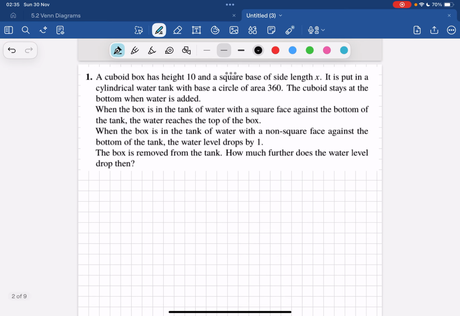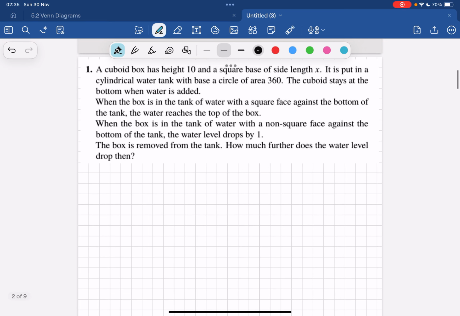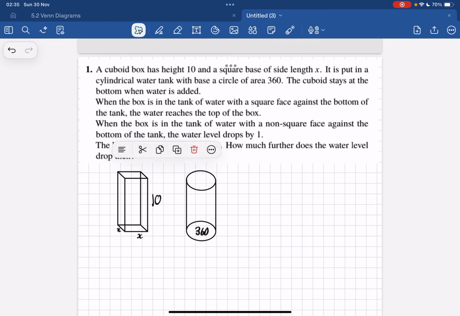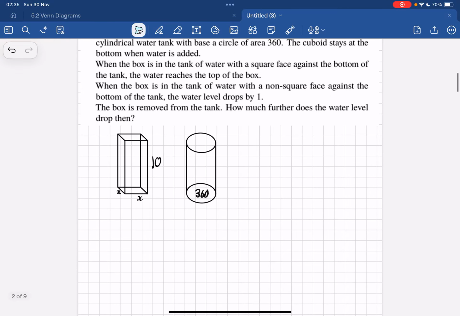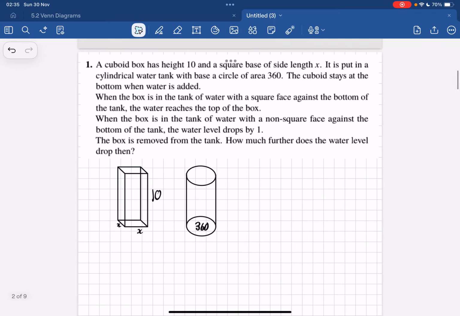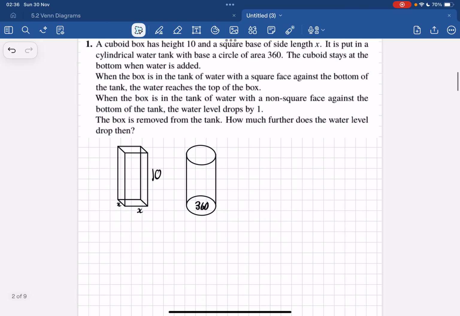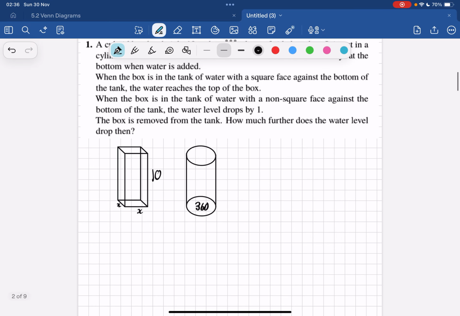Before we even start to read on, let's draw out our two shapes, our cuboid and our cylindrical water tank. So that's our cuboid with square base and side length x, and then its height 10, and a tank with unknown height, but we know the area of its base. And let's read the following. When the box is in the tank of water with a square face against the bottom of the tank, the water reaches the top of the box.